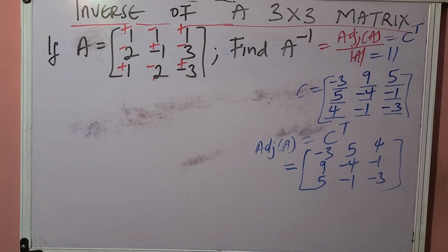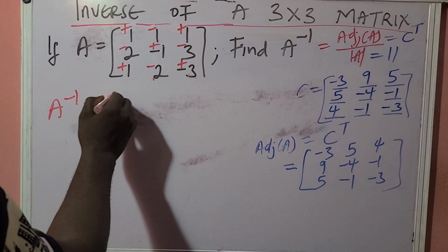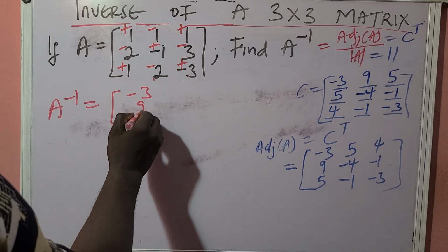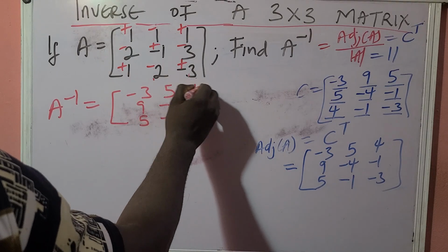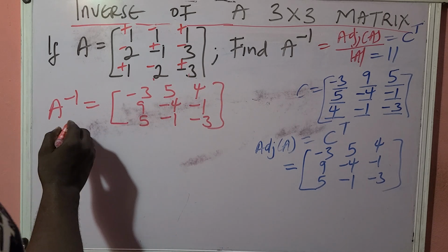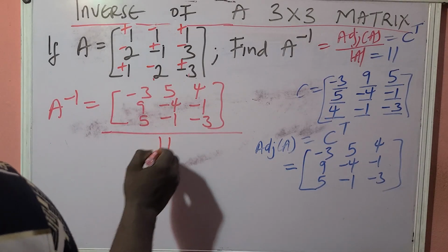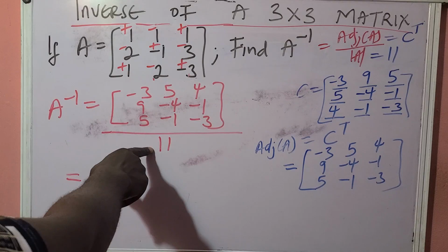So we've been successful in finding both the adjoint of A and the determinant of A. So to find the inverse of this matrix, all you have to do is bring up the adjoint and divide through with the determinant. So that will be what you have right here. Inverse will be the adjoint over the determinant, which we got earlier as 11. So what you have to do as your final answer is to divide individual elements of the adjoint matrix by the determinant.